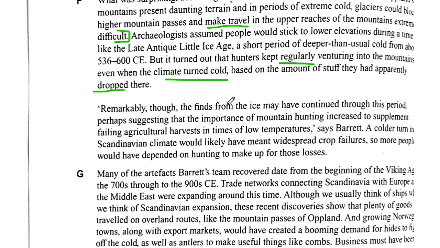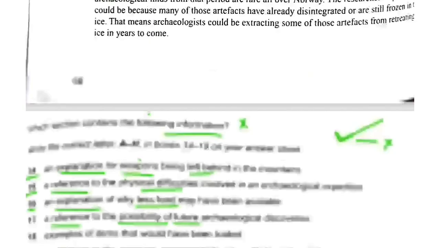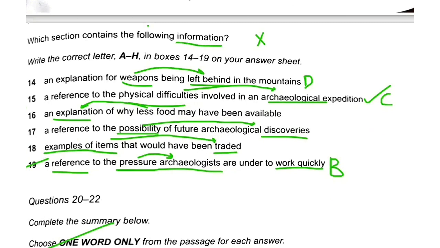Remarkably, though, the finds from the ice may have continued through this period, perhaps suggesting that the importance of mountain hunting increased to supplement failing agricultural harvests in times of low temperature, says Barrett. A colder turn in the Scandinavian climate would likely spread crop failures, so more people would have been dependent on hunting to make up for those losses. So we have seen the part related to food in the matching information. Here you can see we had clearly said that an explanation of why less food may have been available. Clearly seen this in the paragraph F.